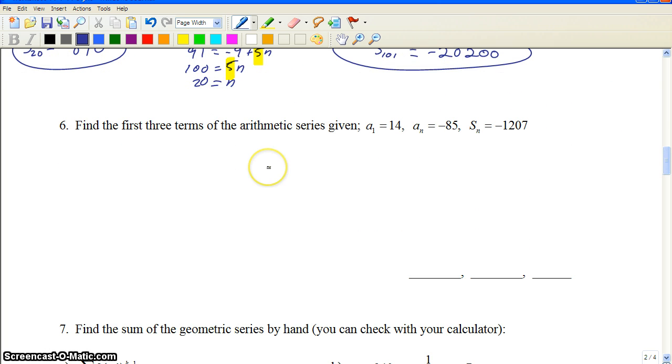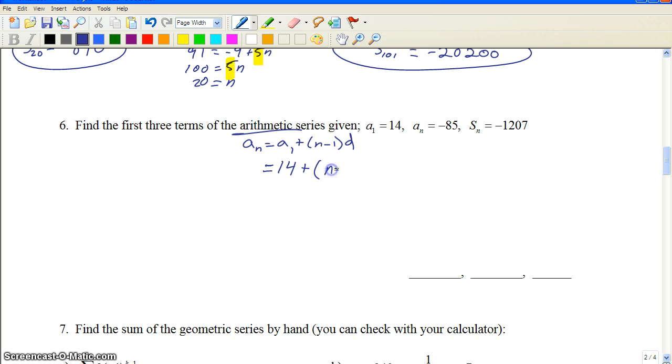All right, let's take a look at the next one here. Find the first three terms of the arithmetic sequence defined by this. So we have some information. We also know that it's an arithmetic sequence. From an arithmetic sequence, we need to know that this is true. Let's see what we can put in there. We know A sub 1, which is 14. That is fantastic. We don't know what n is in this whole entire problem. That's okay. Ain't no thing.